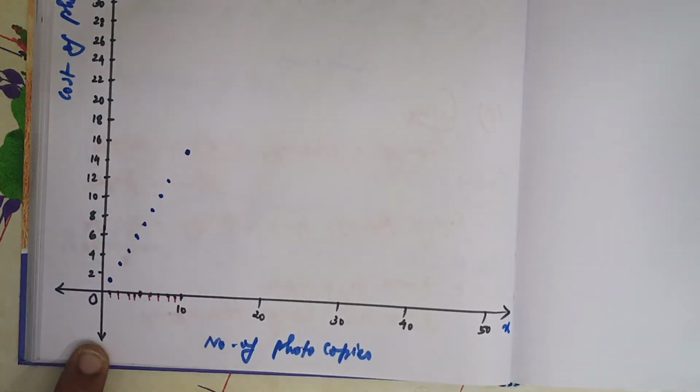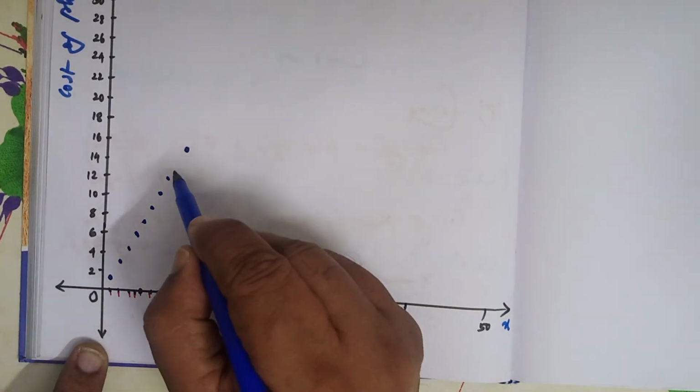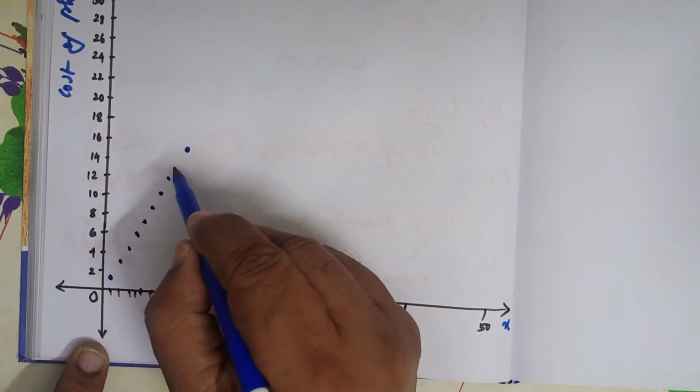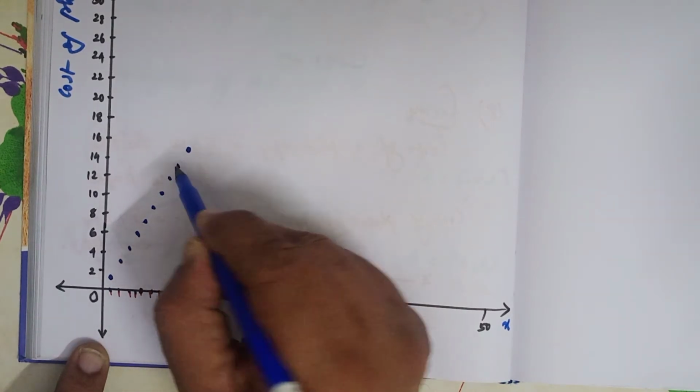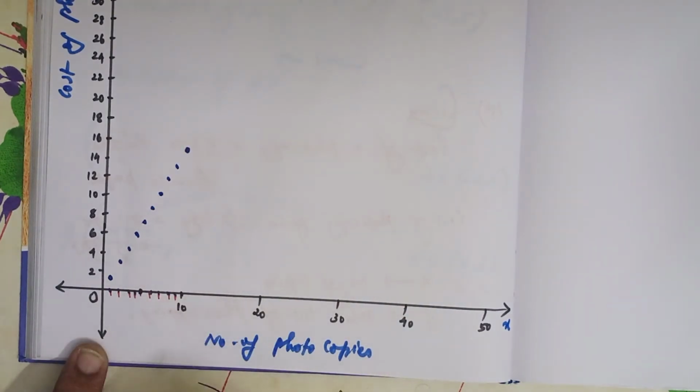Okay. For 9 copies, 9 into 1.5, that is equal to 13 rupees 50 paise. For 9, 13 rupees 50 paise. And 10th copy, that is 15 rupees. Now have to join everything. You will be getting a straight line.